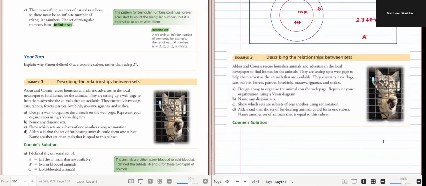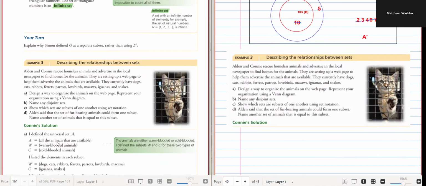For example, do we want to go with number of legs? Do we want to go with whether they have fur or feathers or scales? Do we want to go with warm-blooded and cold-blooded? There are 1,000 different variations of this. How did these guys do it? They did cold-blooded versus warm-blooded. I personally would have done feathers, furs, and scales.